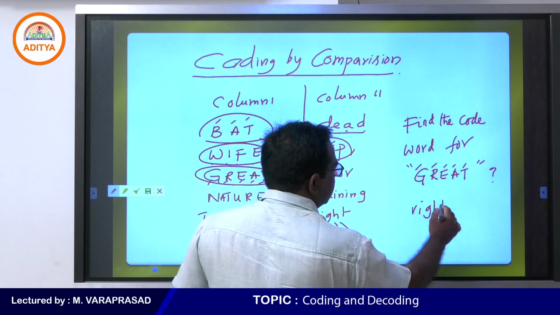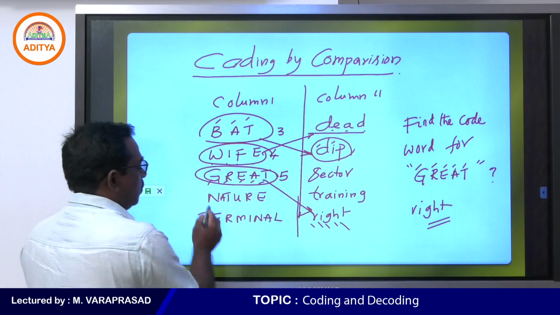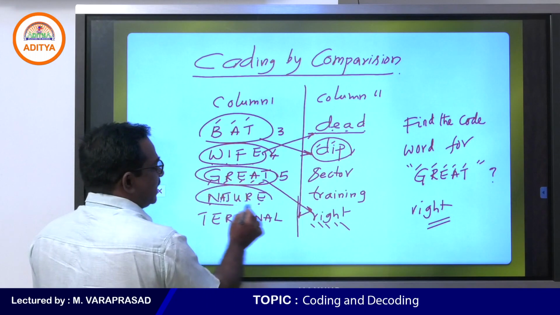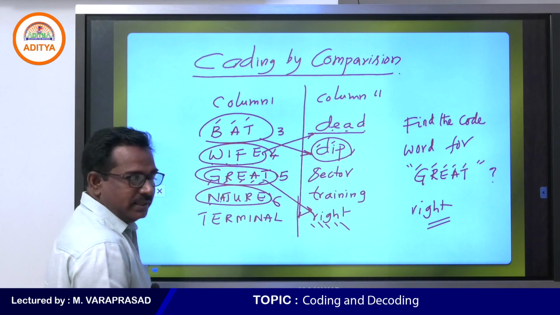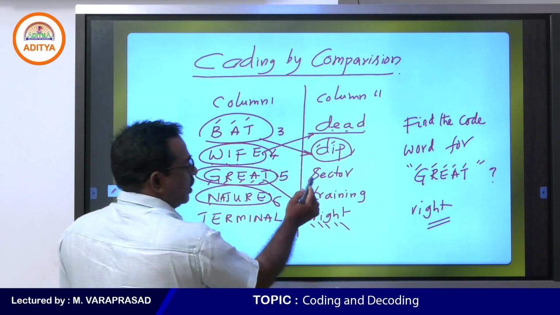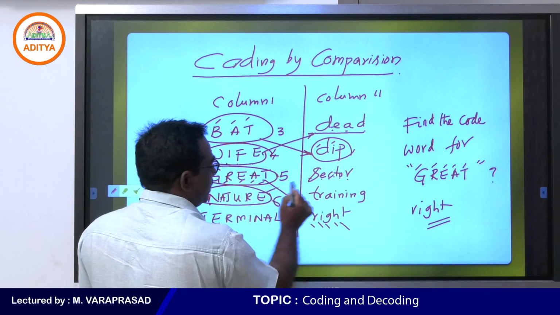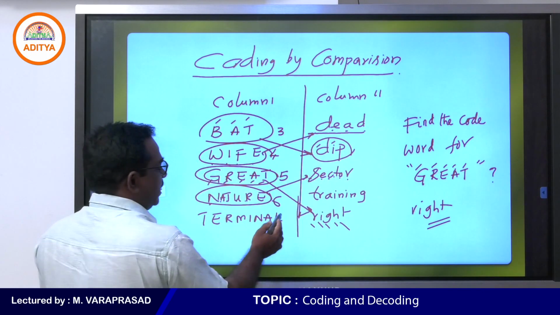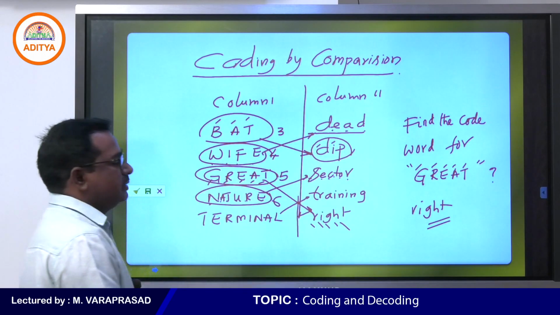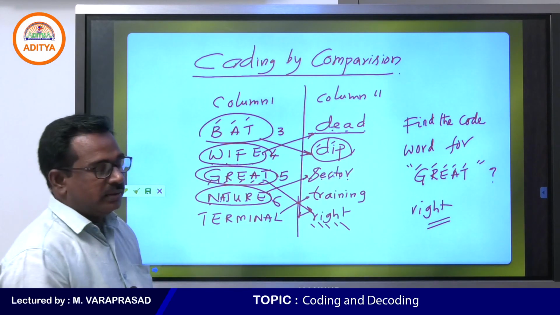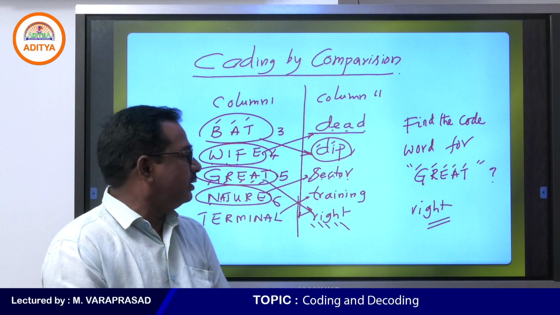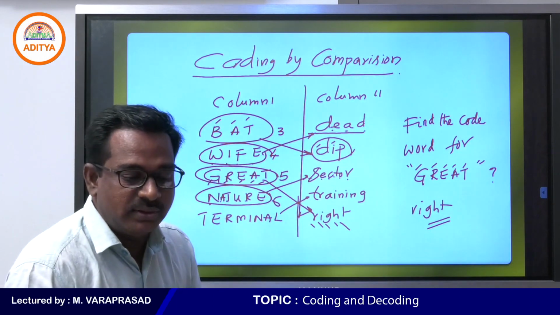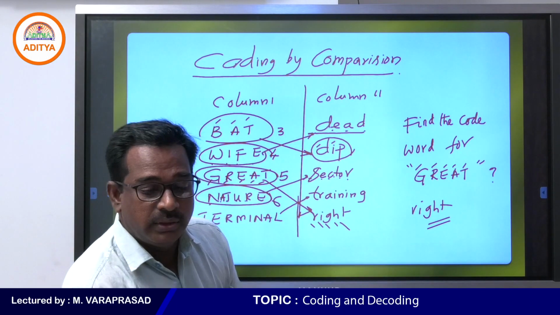R-I-G-H-T, right. Now see, a 6-letter word: 1, 2, 3, 4, 5, 6. This one is sector. And the last one is terminal, meaning training. So the word coded for great is right. R-I-G-H-T, right.